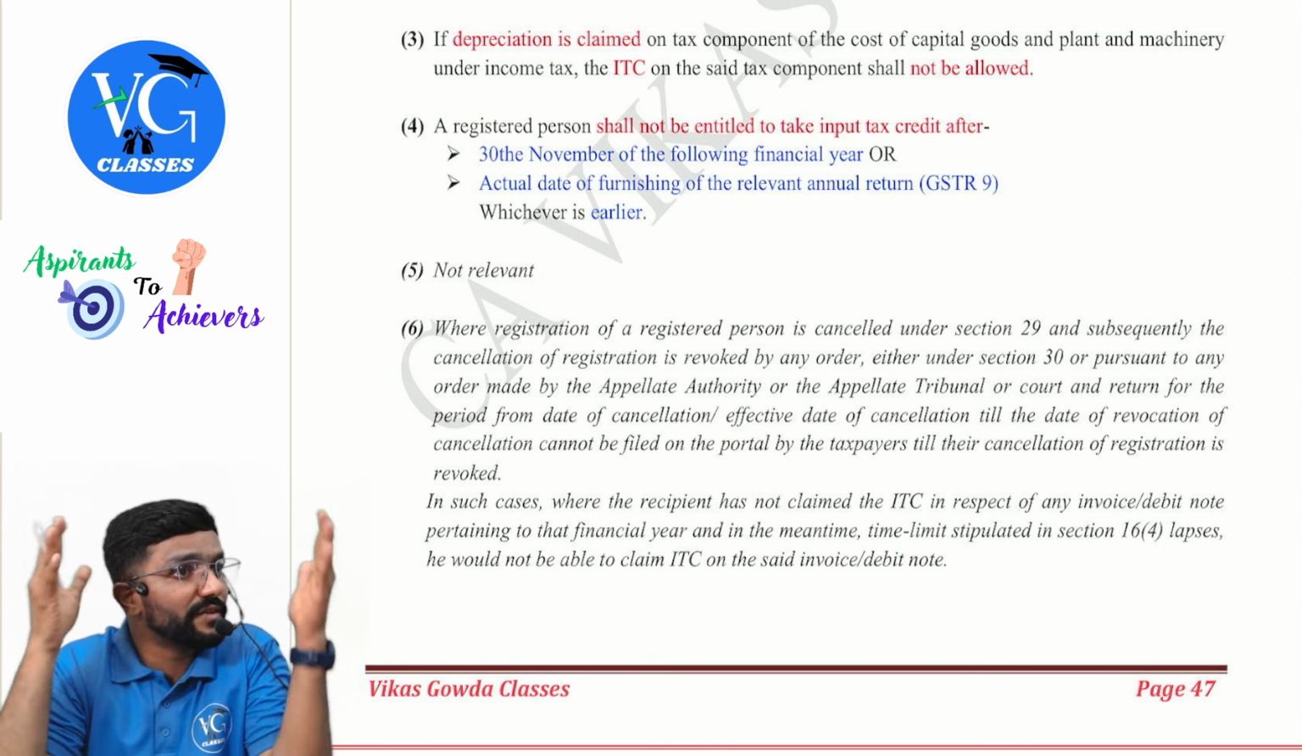But consequently, a green signal is given by the department. What is it? Relaxation has been given, and the time limit to avail ITC under section 16 subsection 4 in respect of any invoice or debit note is extended till the date of filing the return, in cases where the returns for the period from the date of cancellation of registration or effective date of cancellation till the date of revocation of cancellation of registration are filed within 30 days of revocation of cancellation of registration, subject to the condition that the time limit to avail ITC in respect of the said invoice or debit note under section 16.4 had not already expired on the date of cancellation of registration or effective date of cancellation.